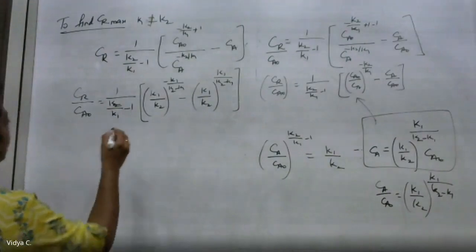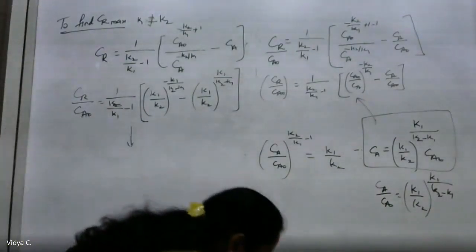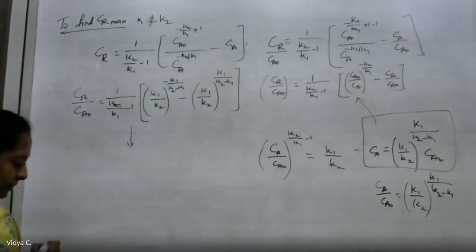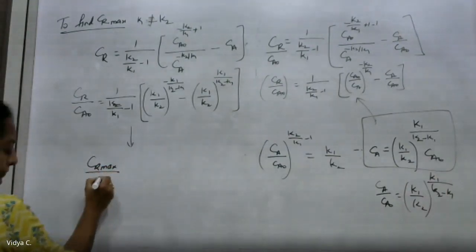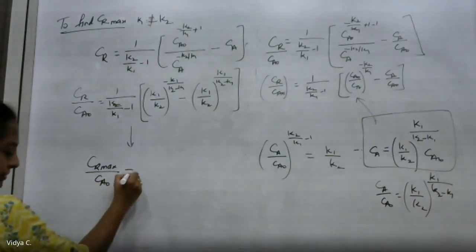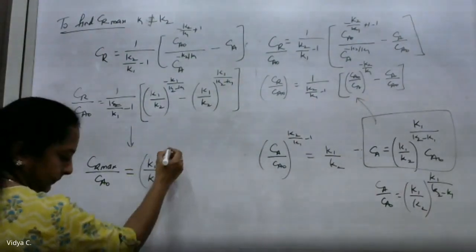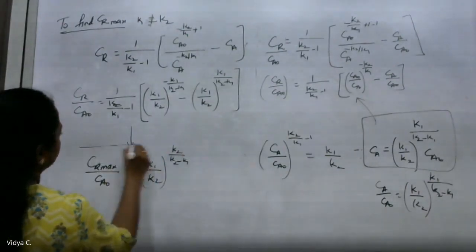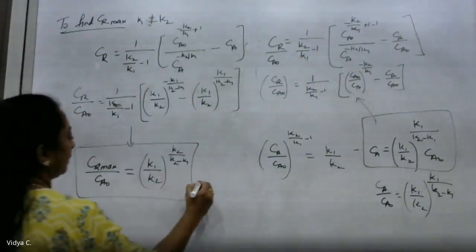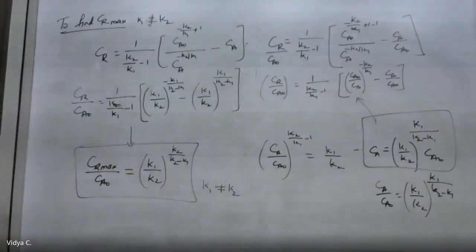Now you simplify this equation to yield the equation of the form. Too much mathematics, I will leave this to you. Simplify this: CR max by CA naught will now be K1 by K2 into K2 by (K2 minus K1). This is for the case when K1 is not equal to K2. Simplification you can do in any way.